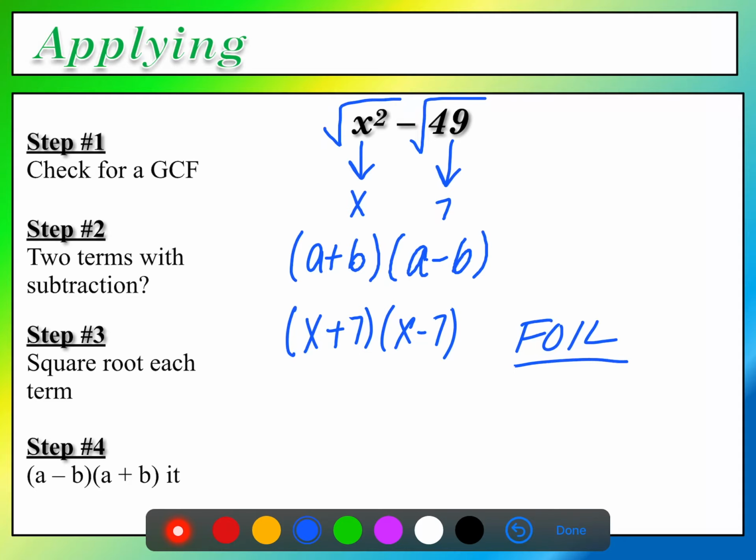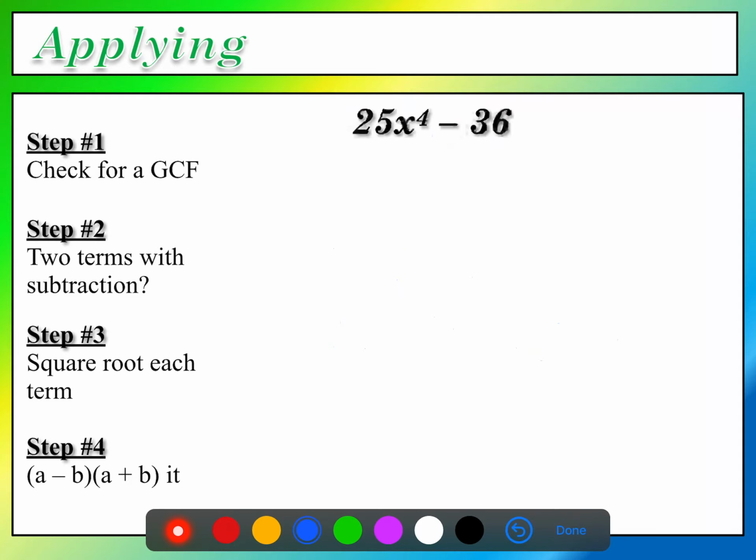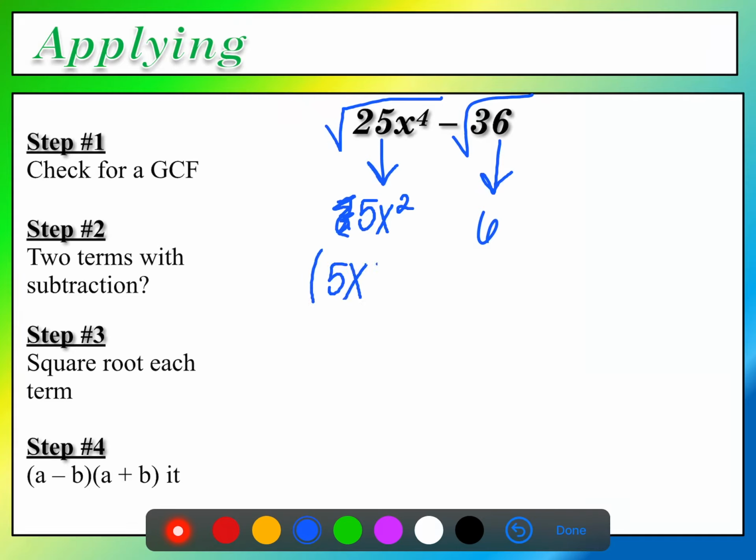I'm hoping that you found that very easy. This is a simple method, just when it's all mixed together with every type of factoring problem that we've seen, sometimes it's hard to identify. So again, square root everything. This is 25x squared, and this is 6. So now we're going to put it into, I'm sorry, not 25, just 5. And we're going to put it into our formula now: a plus b, a minus b.